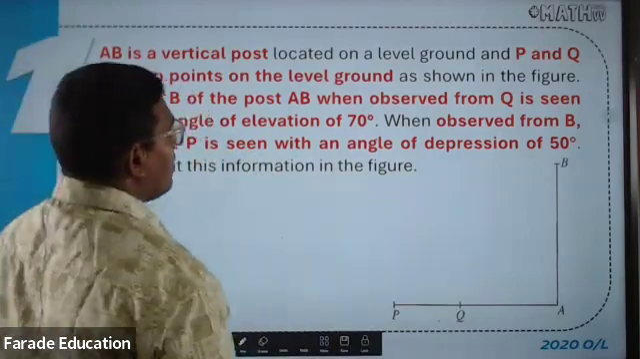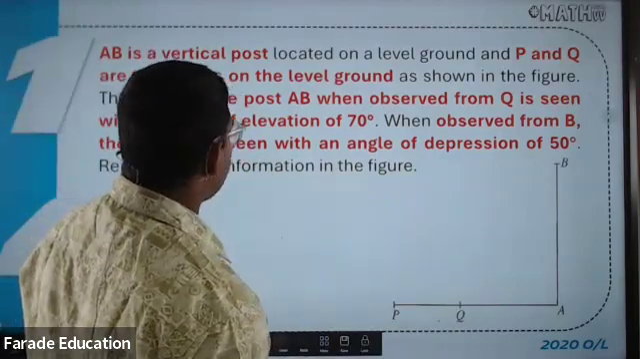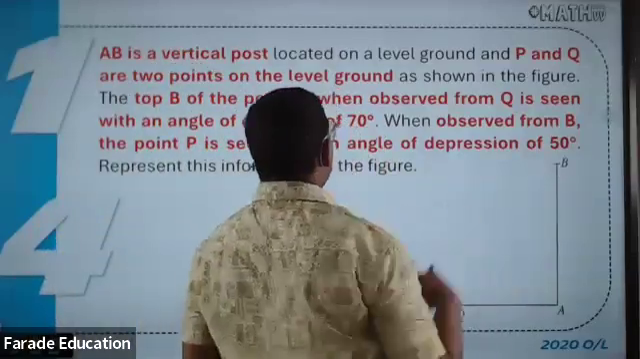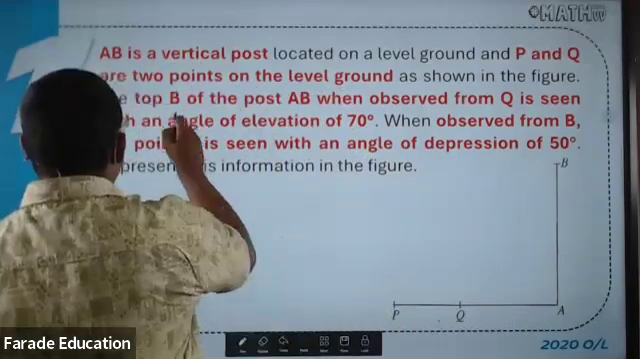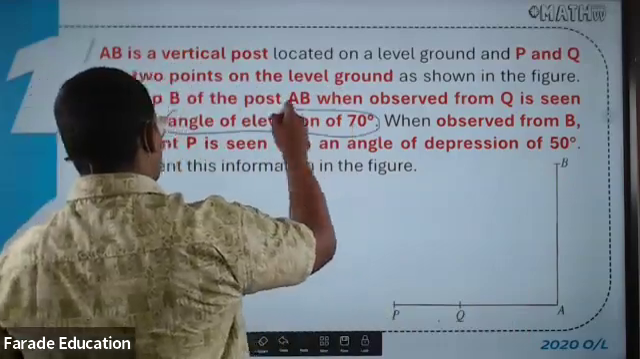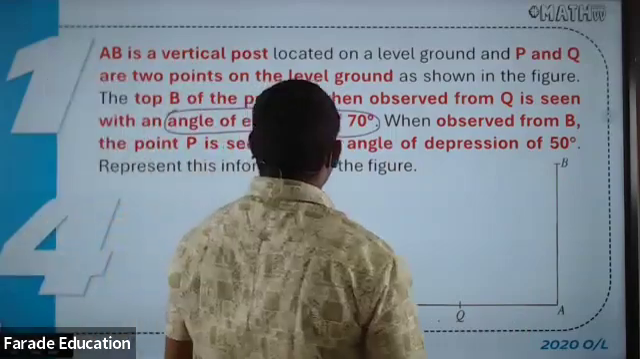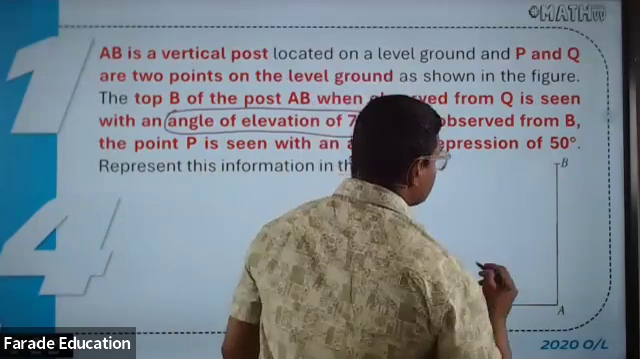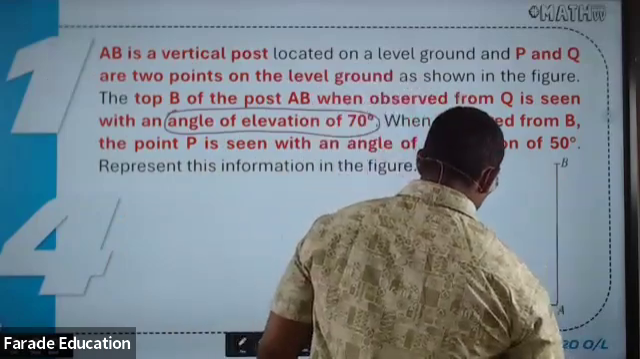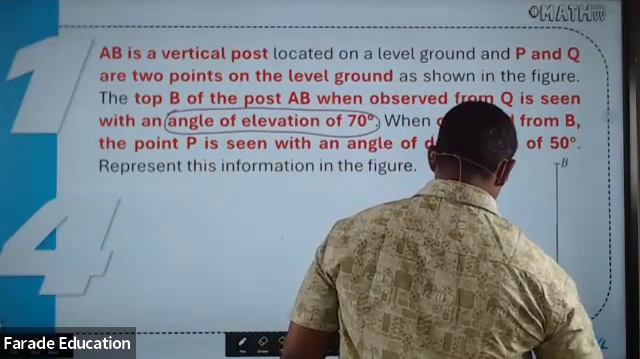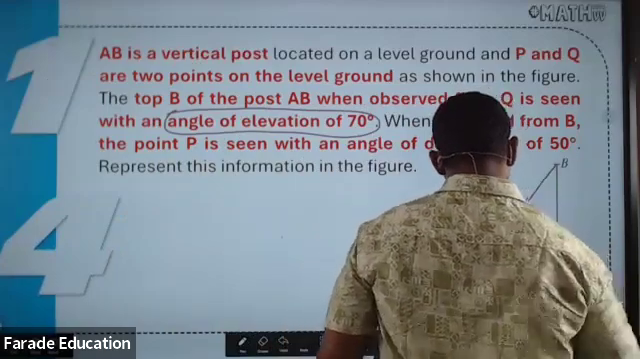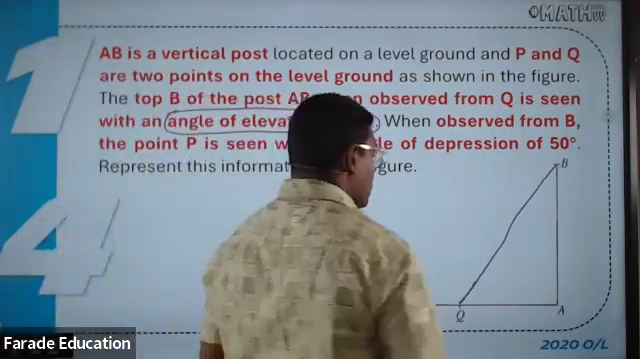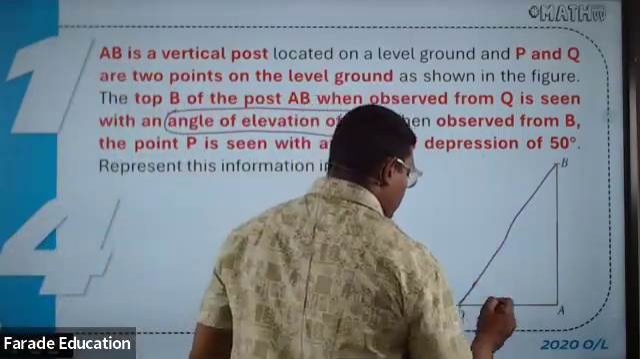Two points on the level ground as shown in the figure. The top B of the post AB when observed from Q. From Q, you are looking at B, the angle of elevation is 70. Looking at B from Q, it should be a straight line. I'm sorry. You're looking at B from Q.